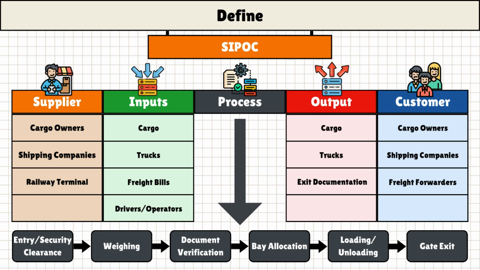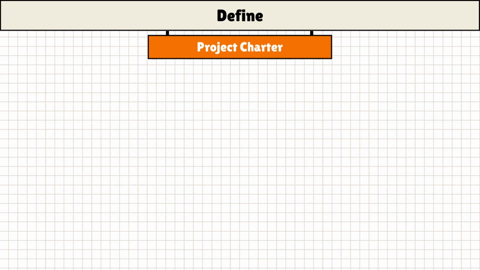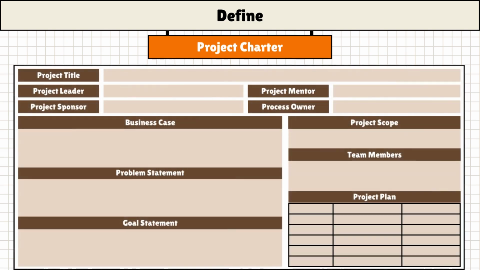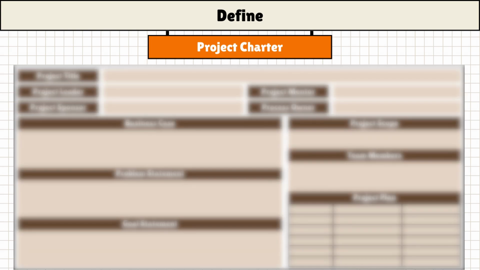With the SIPOC diagram complete, let's move to the final and crucial step of the define phase, the project charter. The project charter is a one-page document that outlines key details like the business case, problem statement, goal statement, scope, and team structure. It helps stakeholders understand why the Six Sigma project is important and what it aims to achieve. Let's break down each component of the project charter step by step as we create one for our case study.